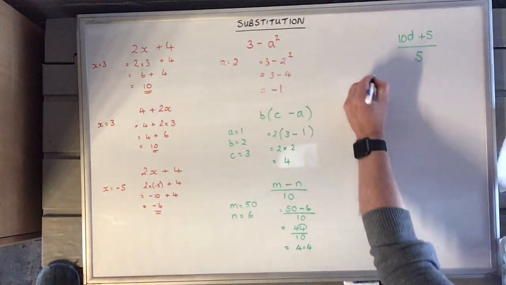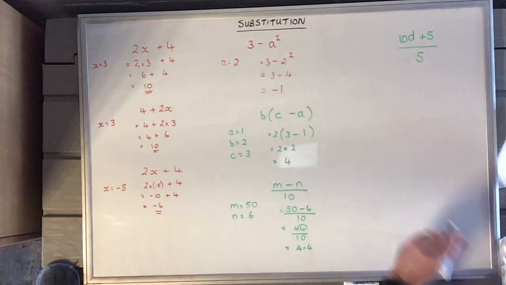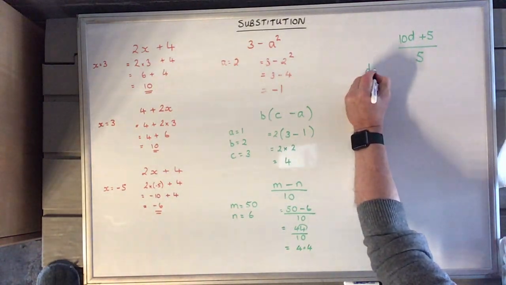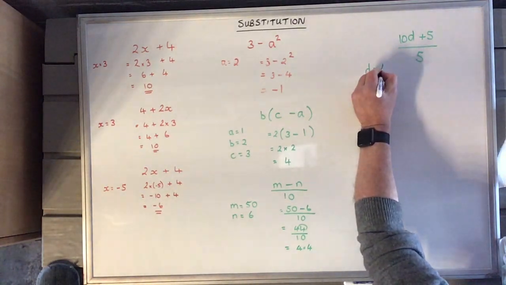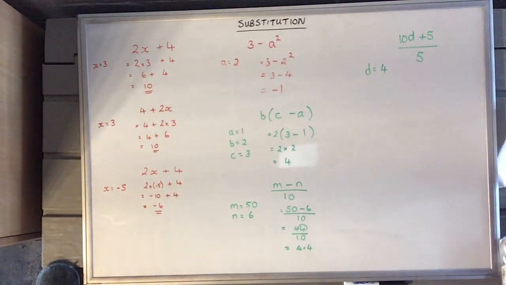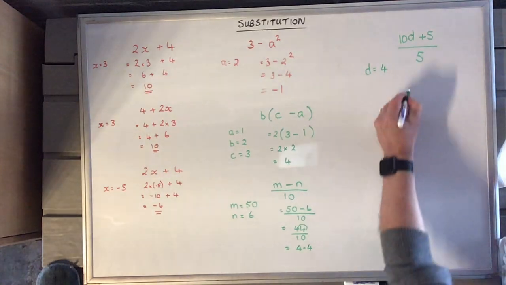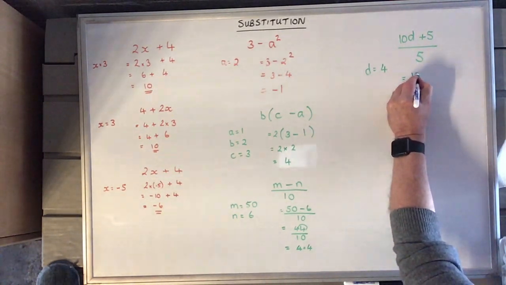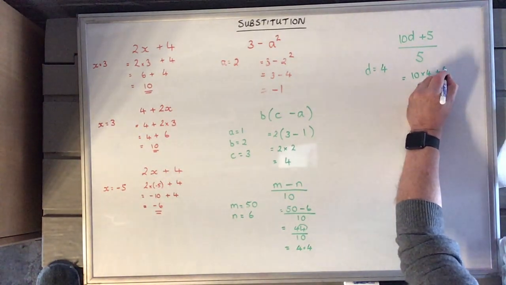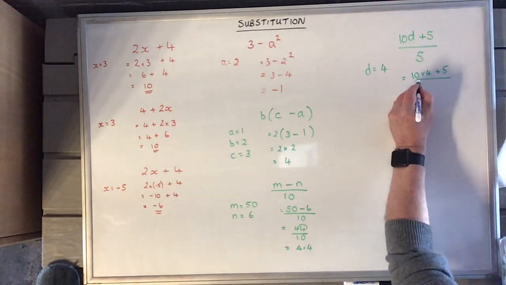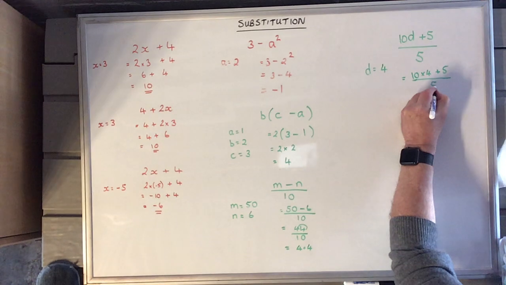Well, what's my d? Let's d equal, what would make that? Let's make it, I don't know, 4. Let's make it 4. So d is equal to 4. In that case, the expression becomes 10 times 4 plus 5 all over 5.